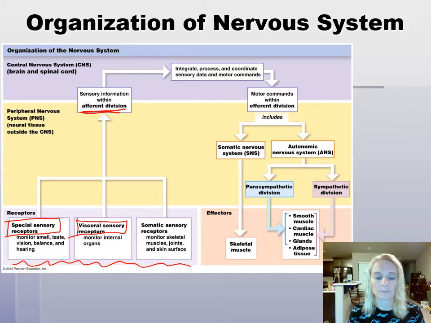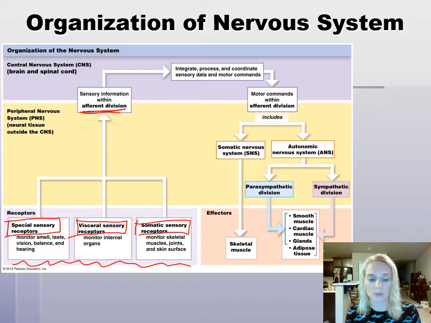And then lastly, we have somatic sensory receptors. So somatic is referring to conscious awareness. So anything that you are consciously aware of is being picked up by somatic sensory receptors. So those are going to be monitoring touch and pain and pressure, stretches of your skeletal muscles and joints and things like that. So visceral is unconscious. Somatic is conscious. So again, we're going to see those words a lot as well.